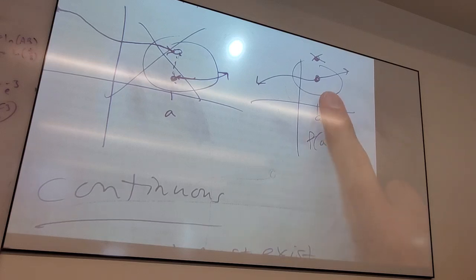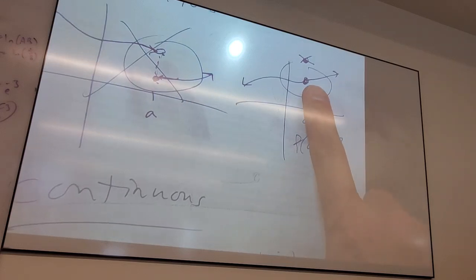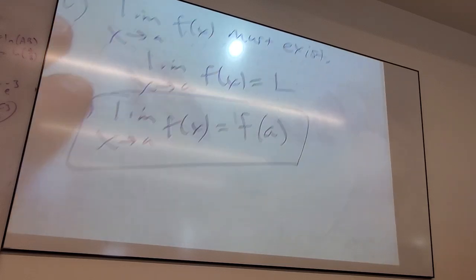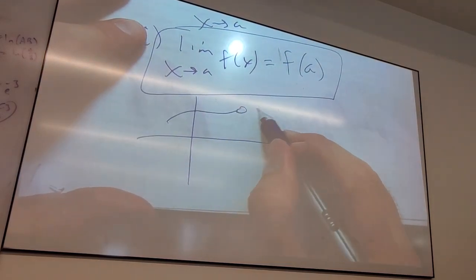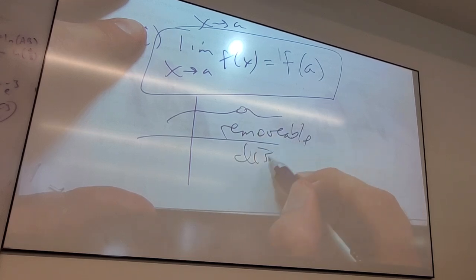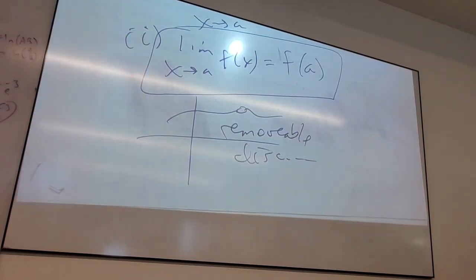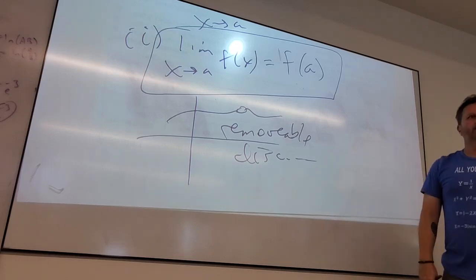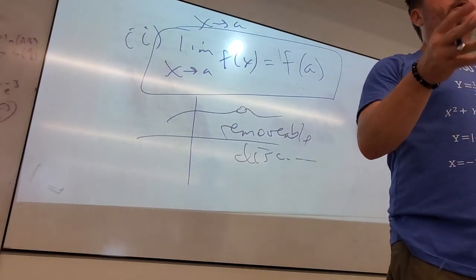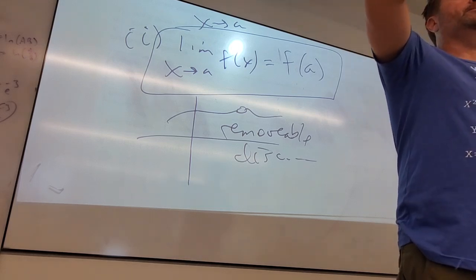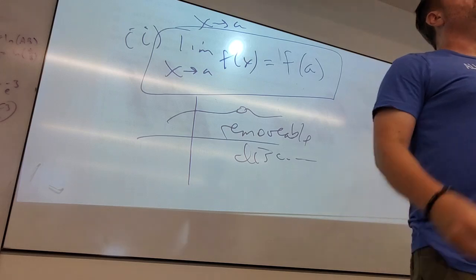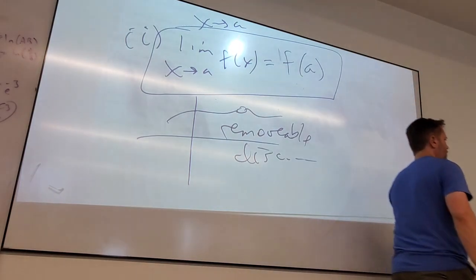So what kind of discontinuity is this? Were we able to remove the problem if I just fill the hole in? Yes. So this kind of discontinuity is called a removable discontinuity. That's a removable discontinuity, because if I just fill in the hole, the problem's gone. I've removed the problem. What do you think I call the first type of discontinuity?